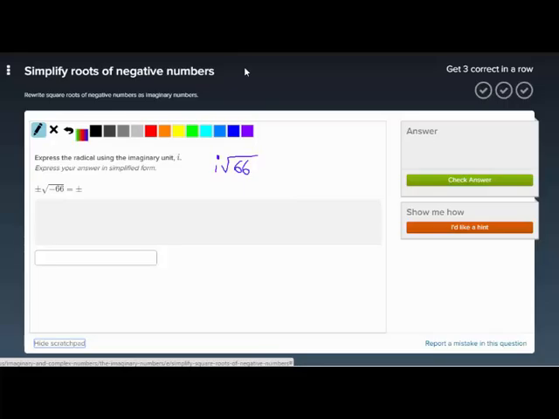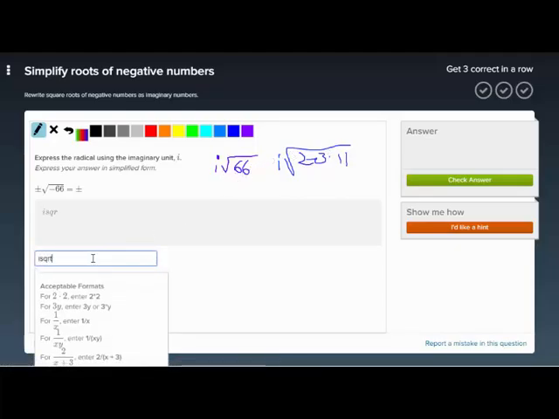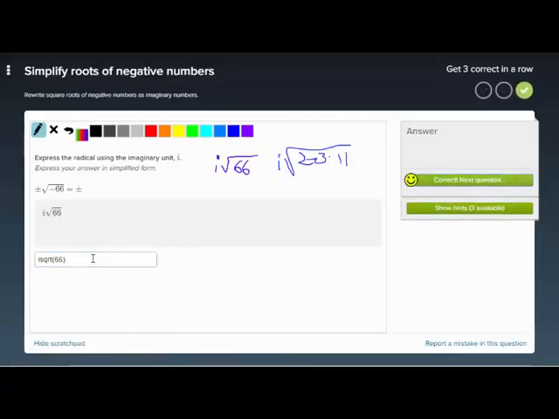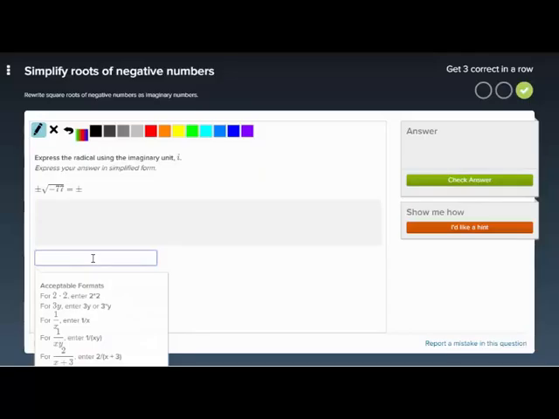Then we need to break down 66. 66 is 2 times 33. 33 is 3 times 11. 11 doesn't break down, so this is what I would get when I'm done breaking it down: 2 times 3 times 11. There are no pairs of things to break out with, right? The 2 doesn't have any other 2s to break out with. 3s, same. So I can't simplify it. So this just stays i times the square root of 66. So i square root 66. Boom. That's pretty much it. If you have any questions, let me know.